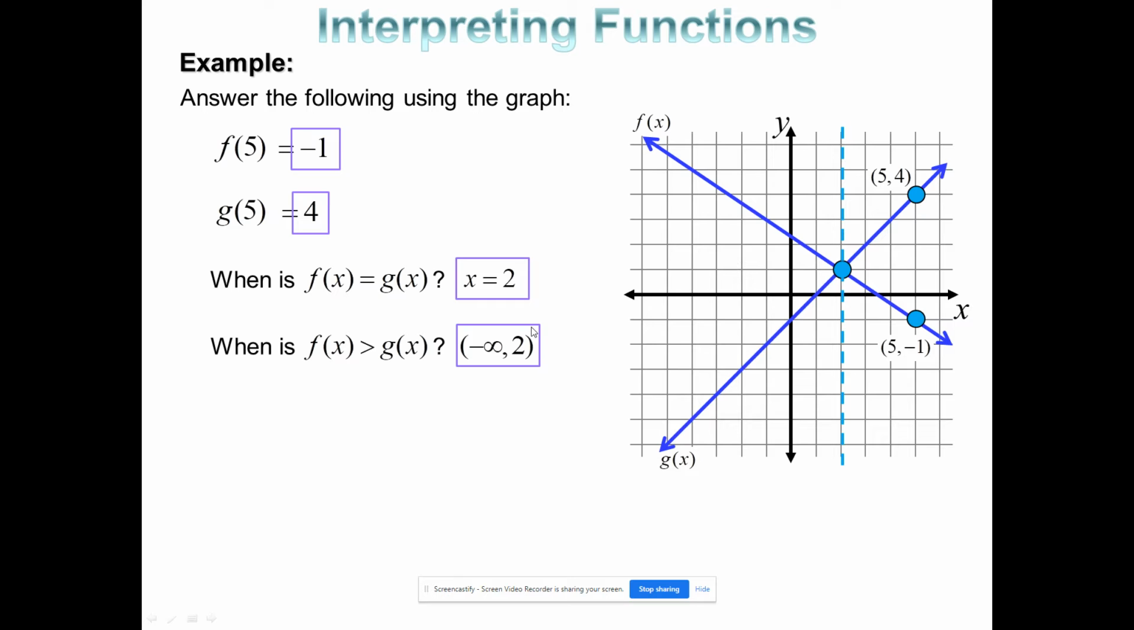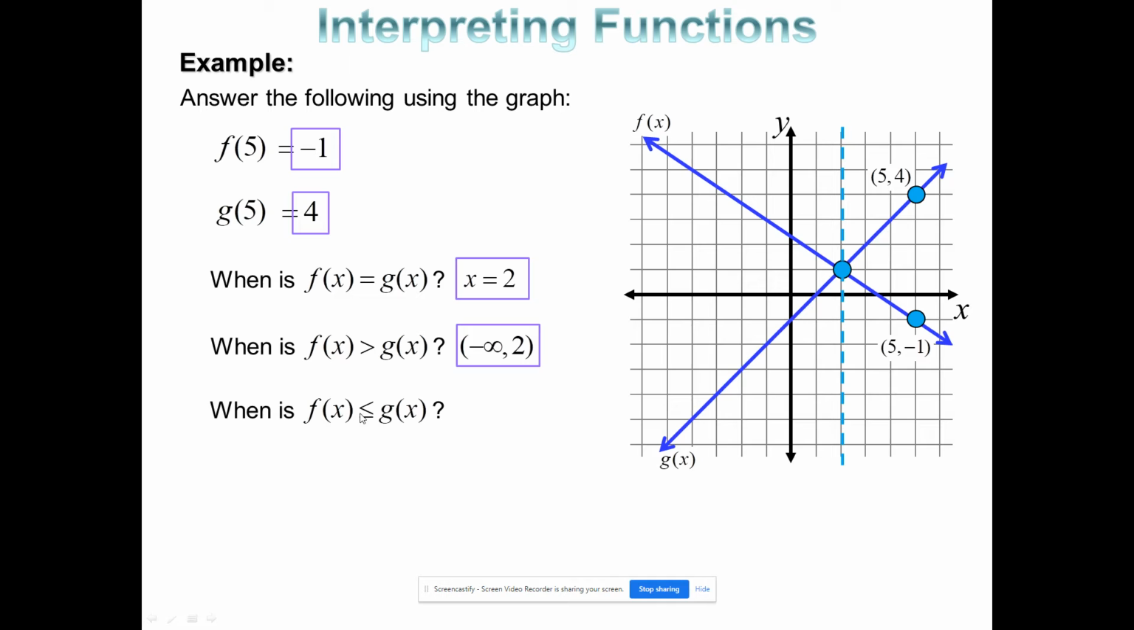It's like a squarish parenthesis. Okay? So from negative infinity to 2. Always left to right. So if we wanted this region, if we wanted all this, we would say 2 to infinity. Okay? So it's all of this.